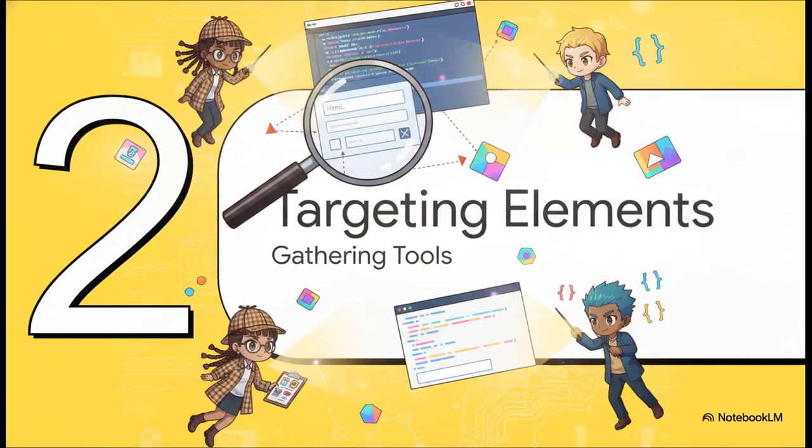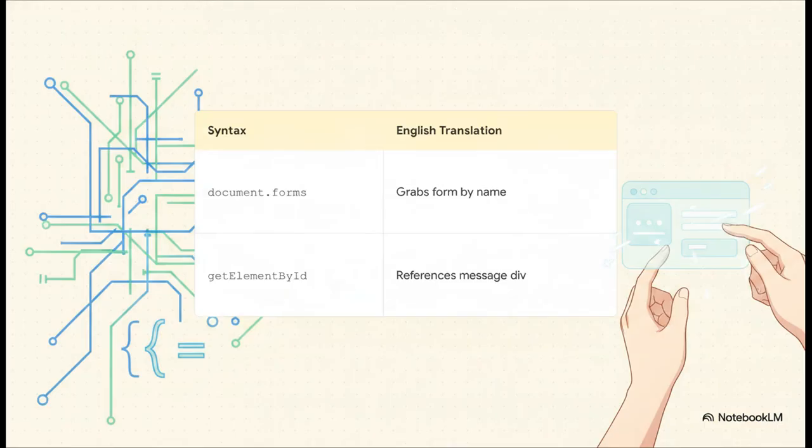Section 2. Targeting elements with variables. Before we can validate absolutely anything, we need to gather our detective tools to monitor the user's actions. To do this, we initialize two key variables. First, we use document.forms to grab our specific form by its name attribute, and we store it in a variable called myForm. Next, we use document.getElementById to reference that empty message div we talked about earlier, and we'll store that in a variable called message.